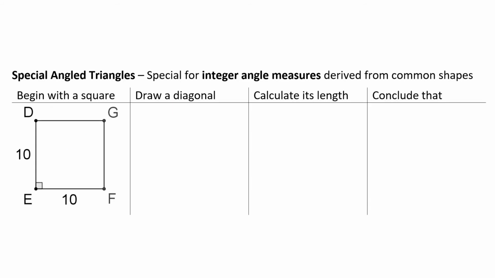So now we're going to turn our attention off of Pythagorean triples, where the side lengths are all integers, to triangles that have special angle measures. There are 2 in particular. You might remember these from geometry. The first one we develop by first taking a square. This happens to be 10 by 10.